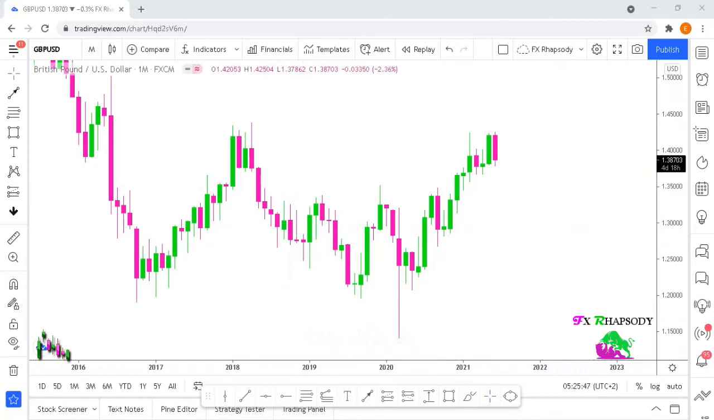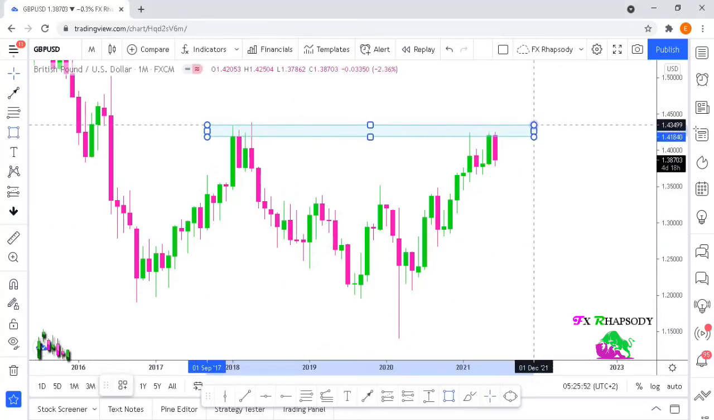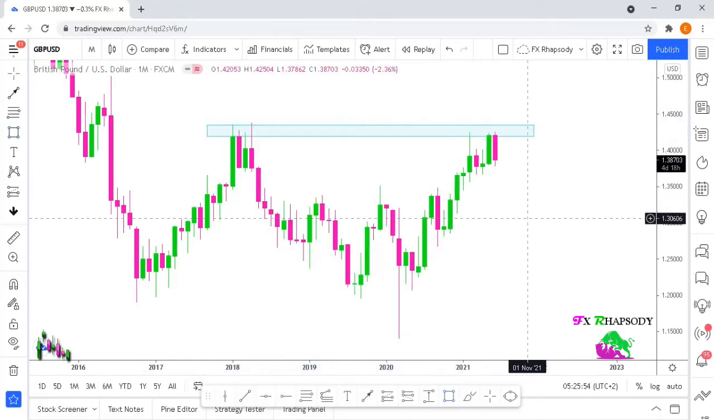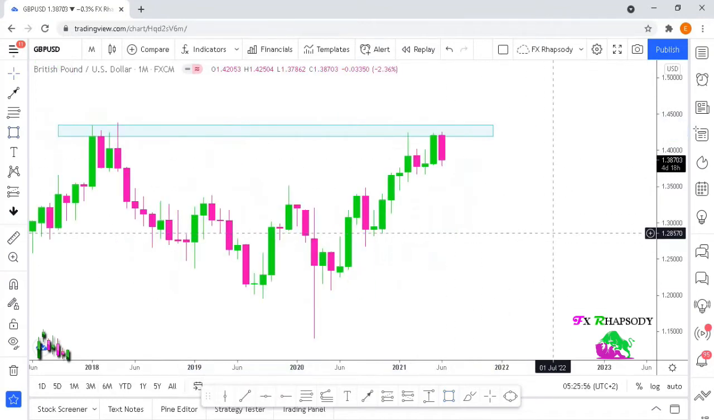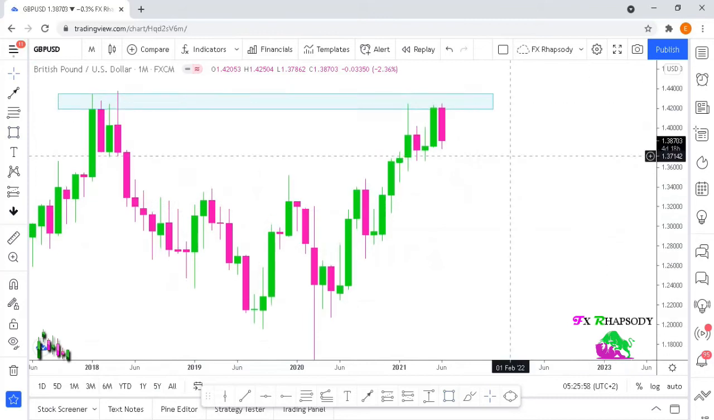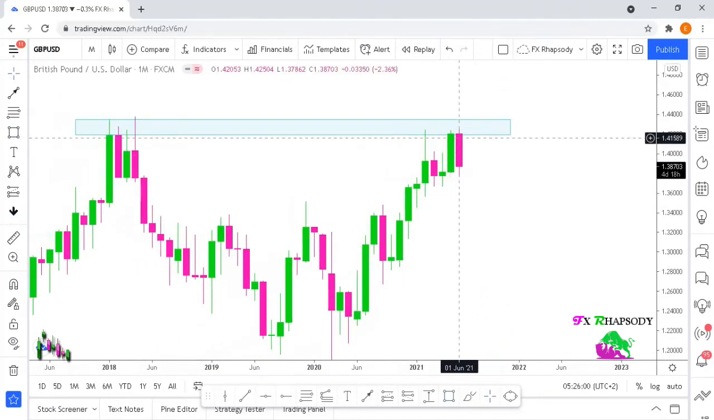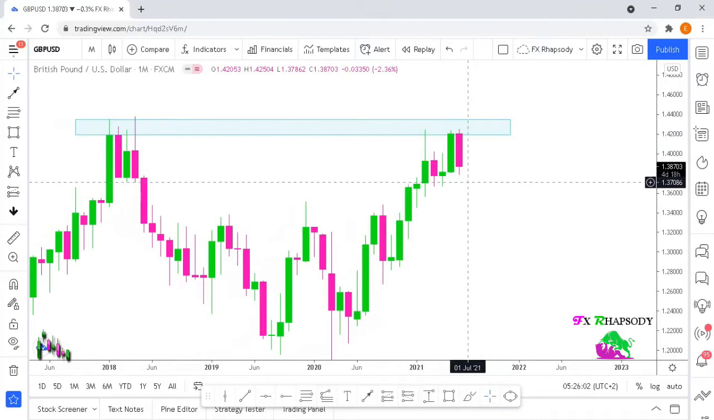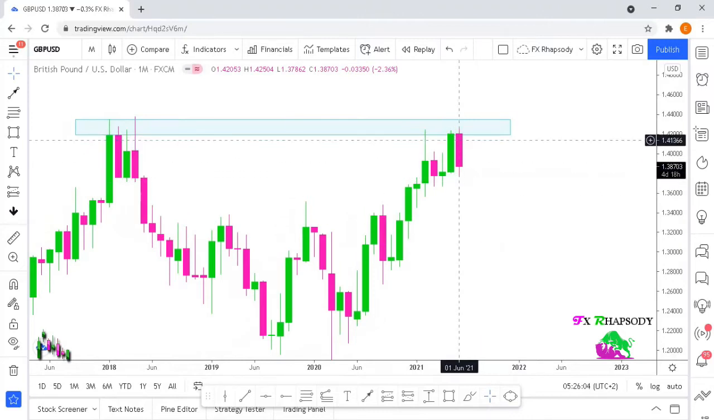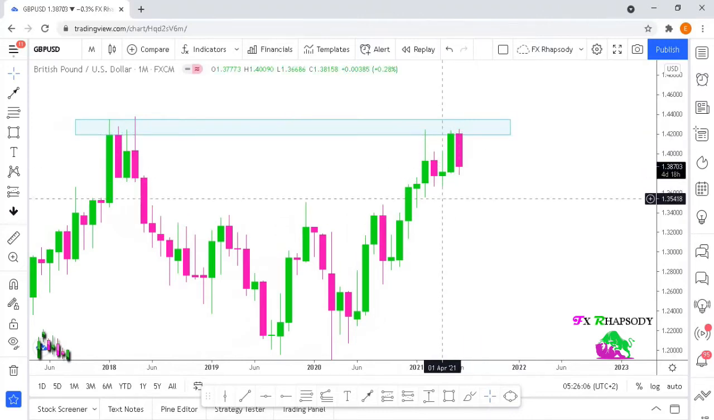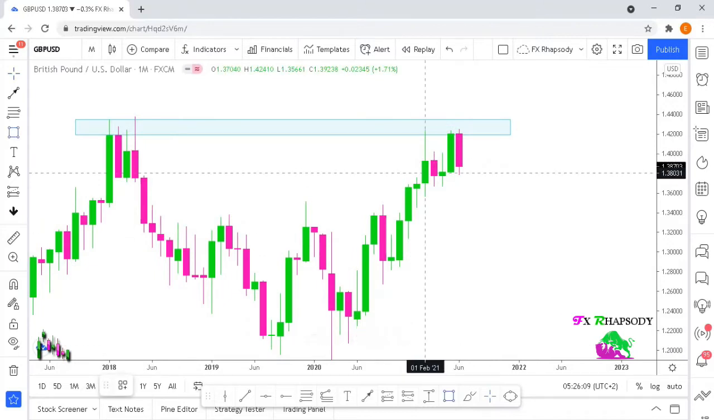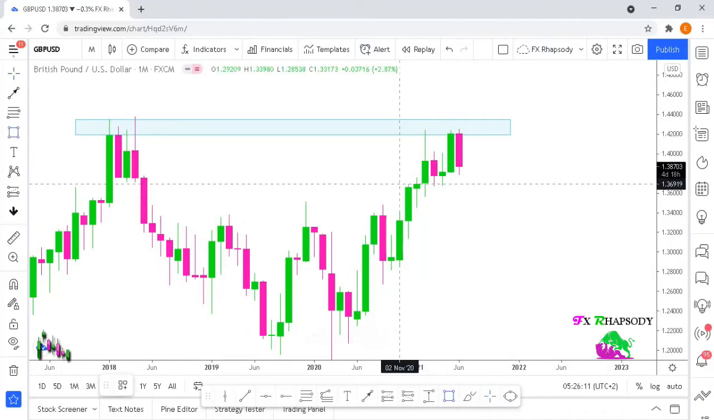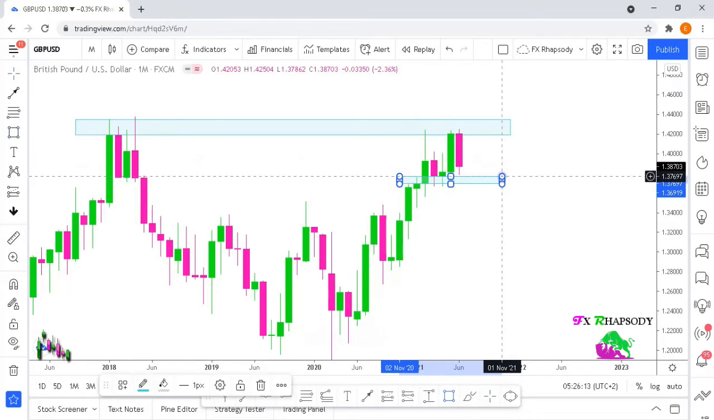So let's start off on the monthly time frame on the British pound US dollar. Currently what we're seeing is the pound is still in this resistance area at the top there. We can also see that this month has generated a nice bearish candle, so for this month the bears have been in control. We can also see that there's this area over here. For me, that's an area of interest.